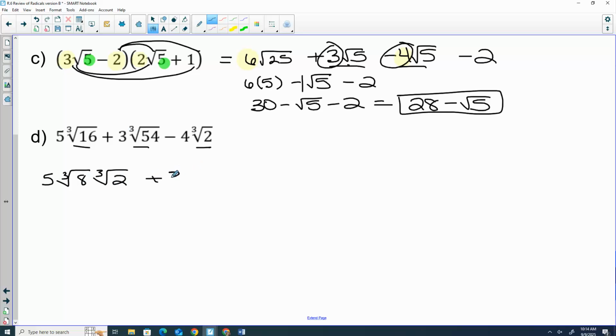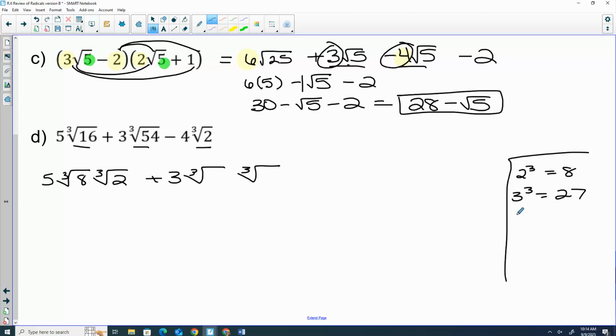I'm just going to bring down my coefficients for a minute. So 54, what can I break it into? If you need to, make yourself a list of cubes. 2 to the third is 8. 3 to the third is 27. 4 to the third is 64. 5 to the third is 125. Do any of those divide 54? 27 and 2. Minus 4. Can you break down a cube root of 2? No, so that just stays.